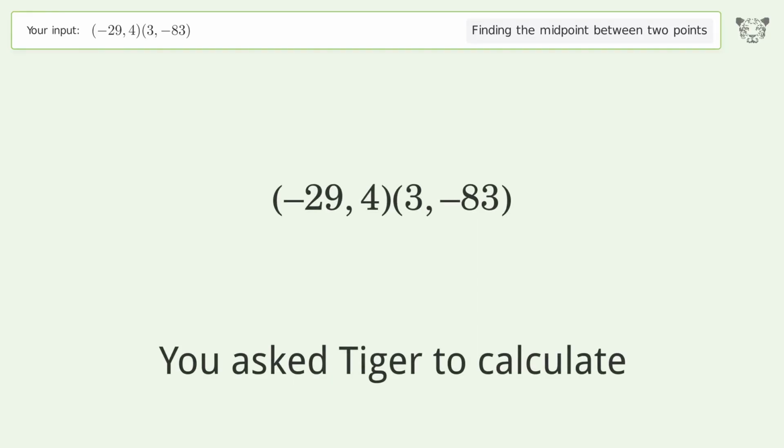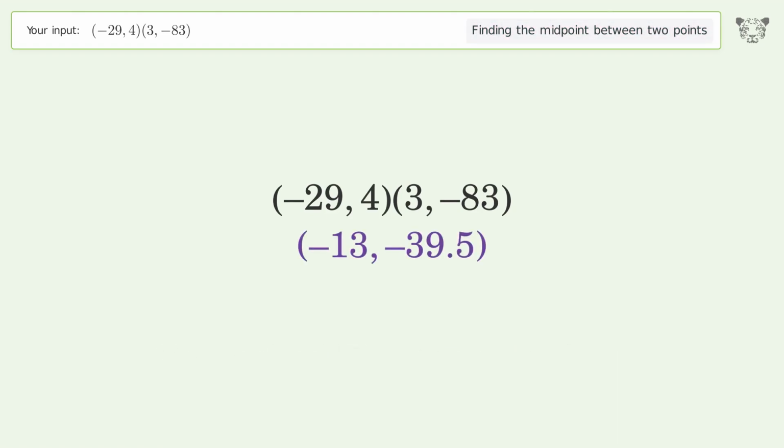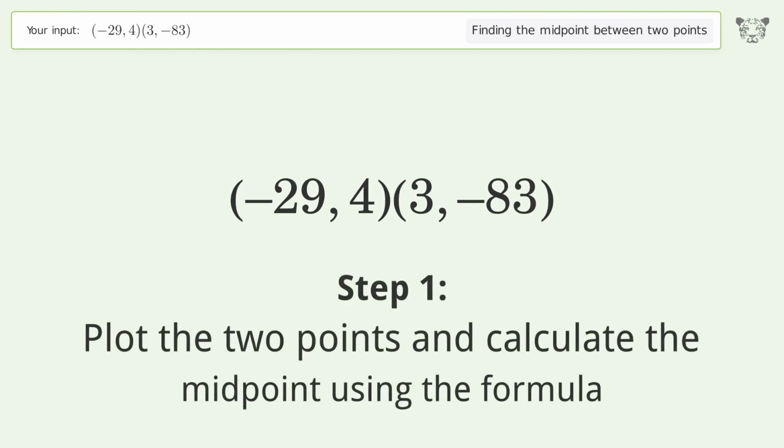You ask Tiger to calculate. This deals with finding the midpoint between 2 points. The midpoint between the 2 points is -13, -39.5. Let's solve it step by step. Plot the 2 points and calculate the midpoint using the formula.